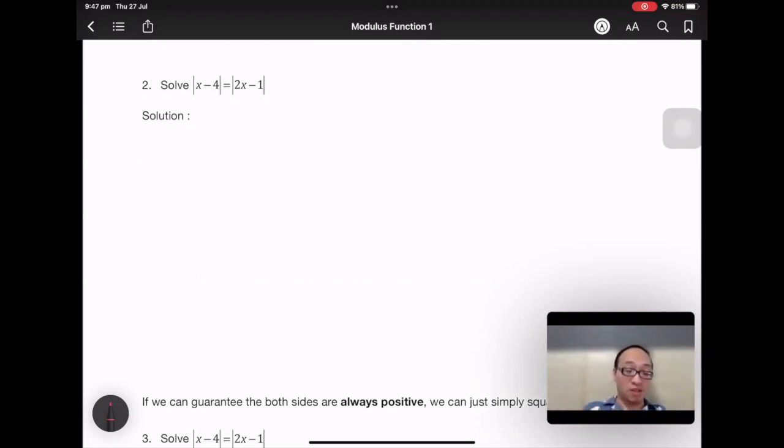So based on the definition, for the absolute value of x minus 4, it can be a positive x minus 4 for x minus 4 greater than or equal to 0, so x greater than or equal to 4. And it can be a negative (x minus 4) for x minus 4 smaller than 0, or the opposite direction.